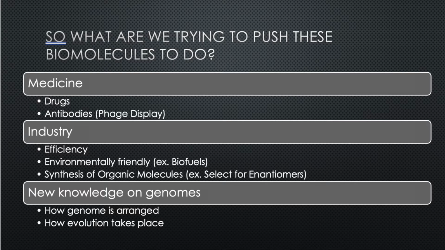There have been studies on creating biofuel using directed evolution and ways to select for certain enantiomers in organic reactions with the method as well. Last but not least, directed evolution can be used to help us understand more about the processes of evolution and an organism's genome.